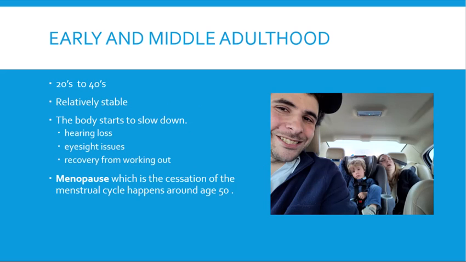Alright, so early and middle adulthood. 20s to 40s, relatively stable. Not much changes in terms of physical growth. There is a second growth spurt that happens in the late 20s, early 30s. But the body starts to slow down. Early onset of hearing loss, eyesight issues, recovering from a workout takes longer. Our bodies are just slower than they were before. Menopause starts to happen around age 50, can happen earlier.